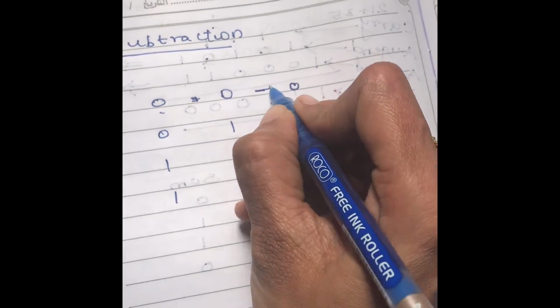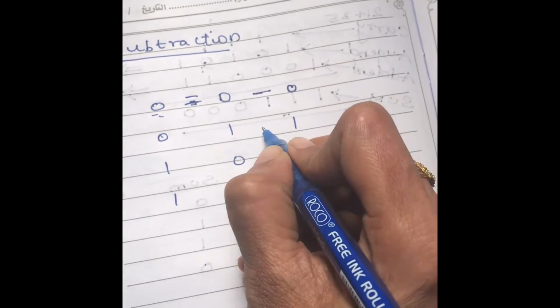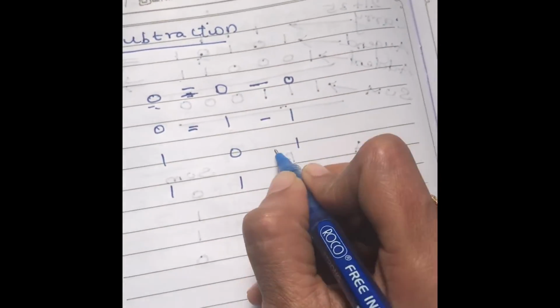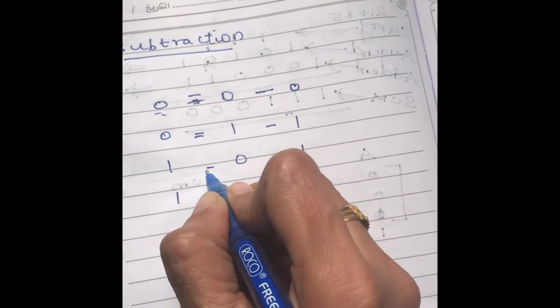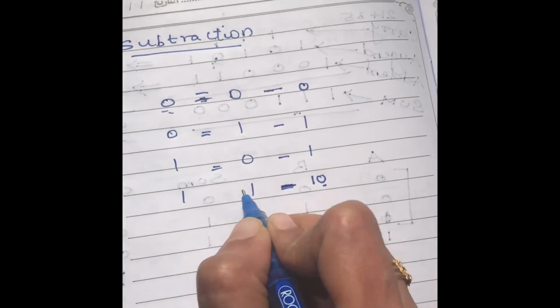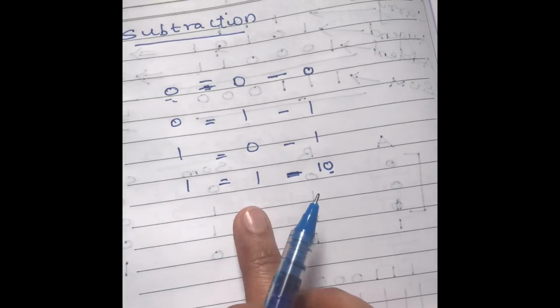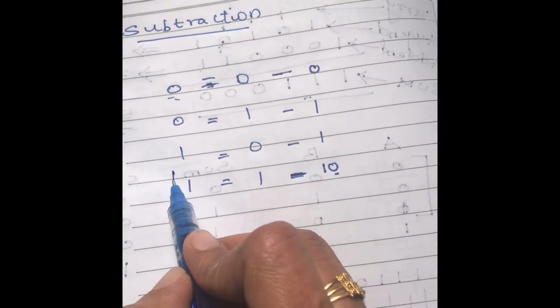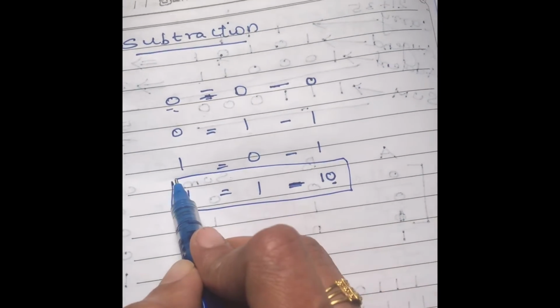So 0 minus 0 is 0, 1 minus 1 is 0, 1 minus 0 is 1, 10 minus 1 is 1. 10 minus 1 is 1. This is the part where we have to concentrate.